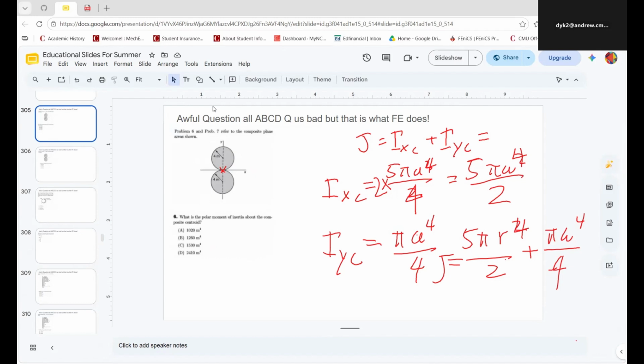Pi 4 to the power of 4 divided by 2, I think, plus pi multiplied by 4 to the 4th power divided by 4 equals what? I get 704 pi. So let's just simplify to this.